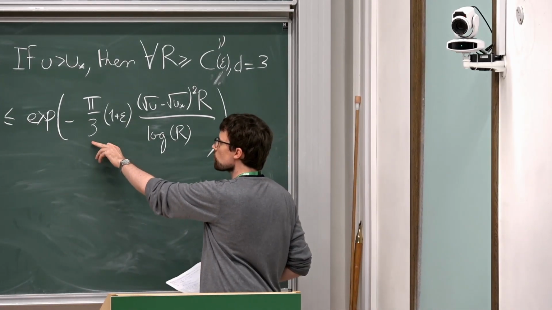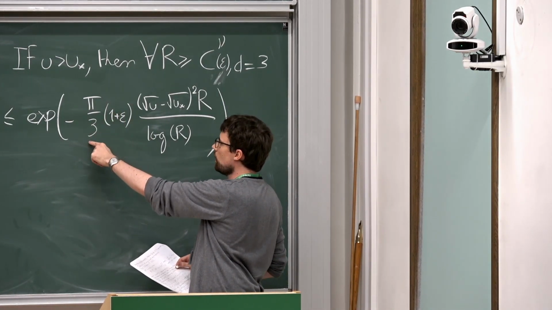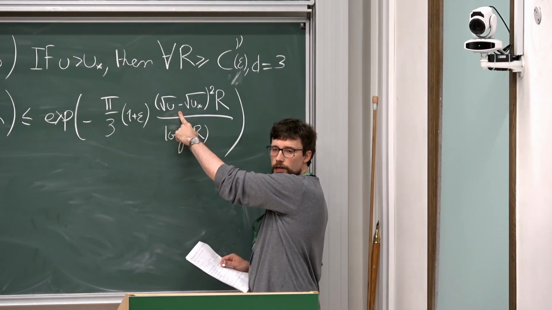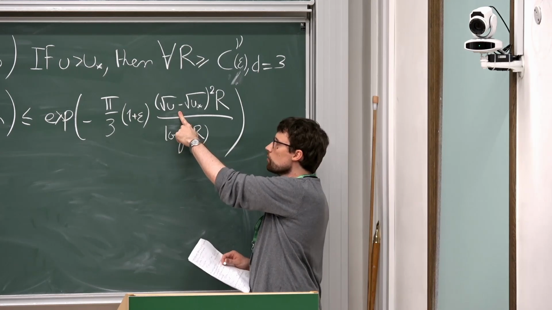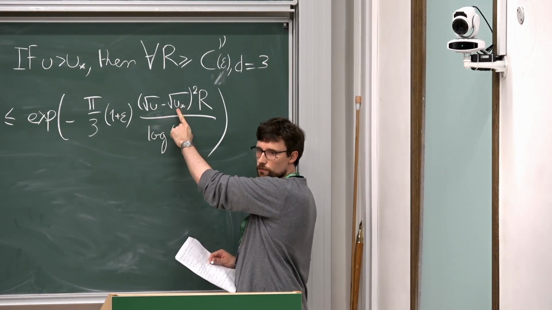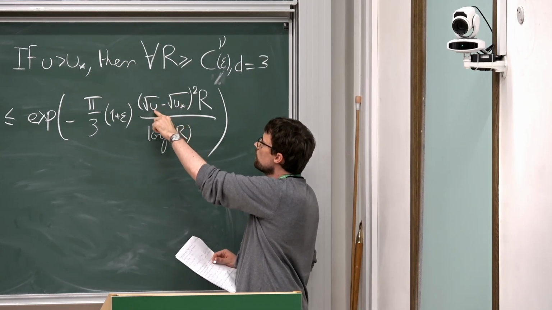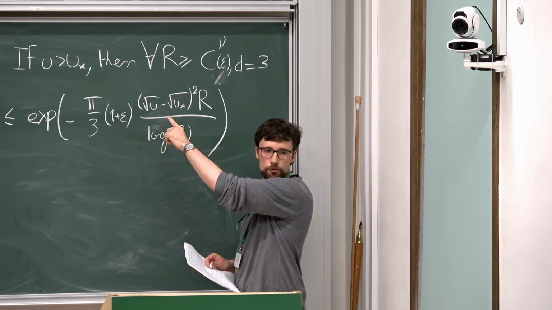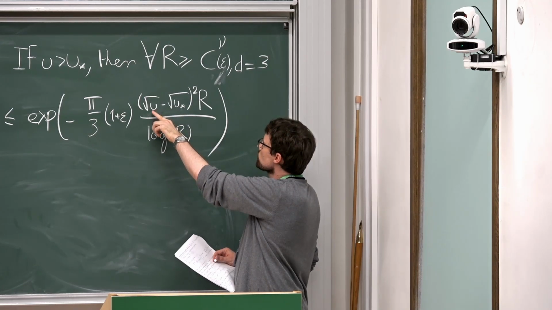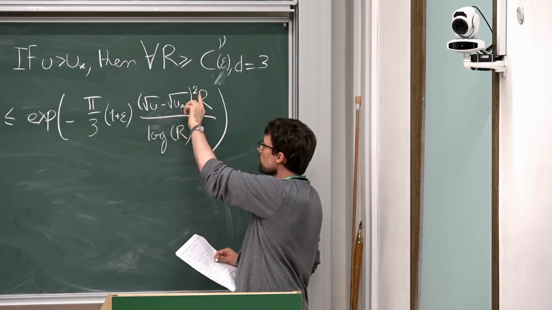Okay, what matters is not so much the pi over 3, although this is nice, but maybe more importantly that you have the exact dependency on u. This is square root of u minus square root of u star squared, and this is related to the correlation length of your model. So this means square root of u minus square root of u star to the minus 2.